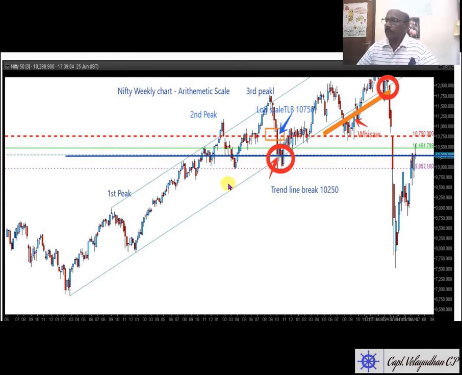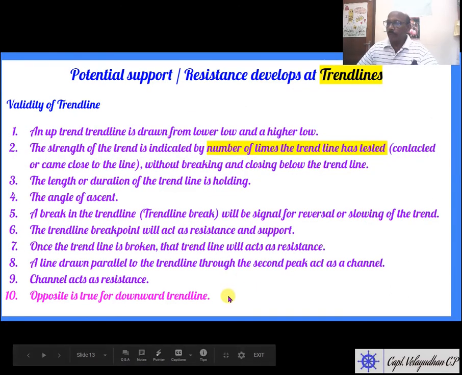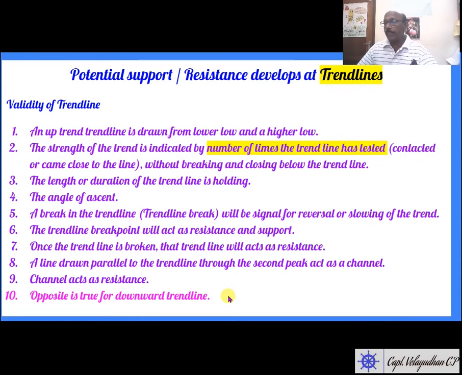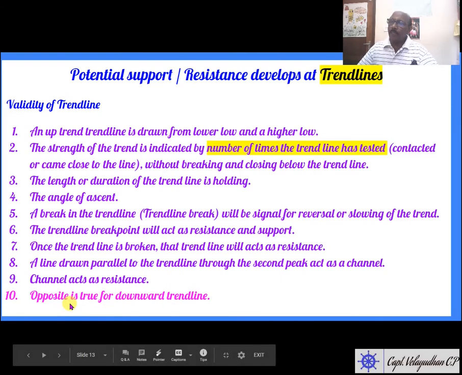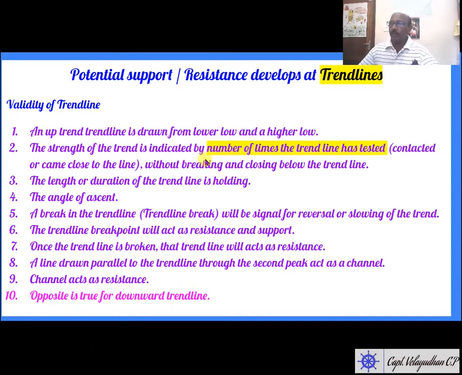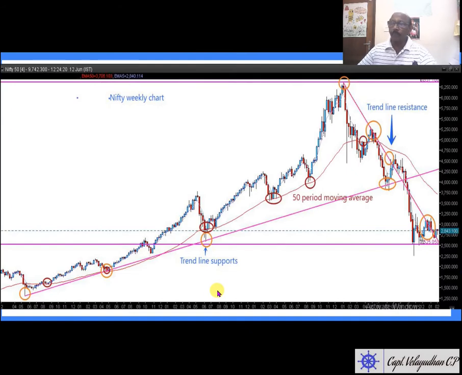So this is known as a channel. All this I explained for the uptrending market, and the opposite is true for the downtrending market also. All this principle will be equally valid for the downtrend also. And now we will go on the charts for what we learned.